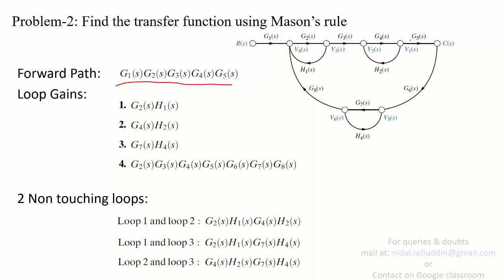Then you will have to identify loops. So the loops are G2, H1. This is the first loop. Second loop, G2, H4. Then you have G2, G3, G4, G5, G7. This is the third loop. Then the fourth loop is G7, H4. So they are all written here.